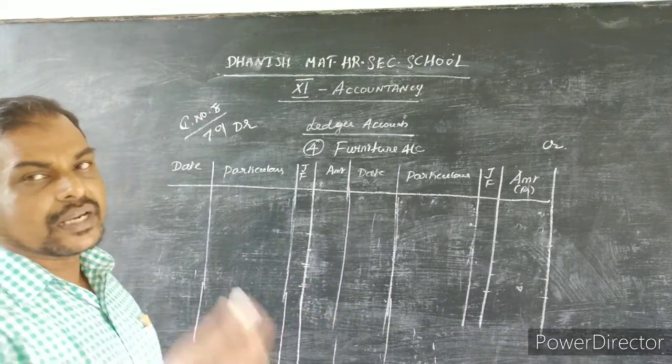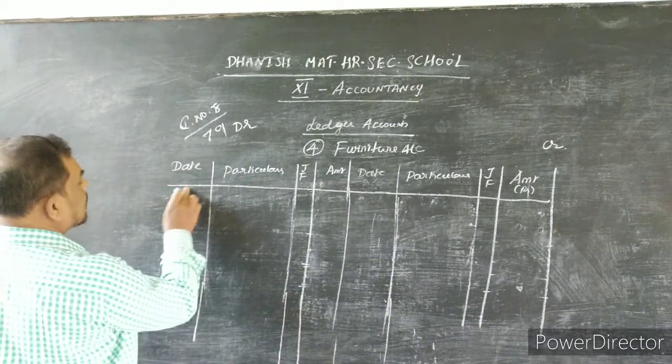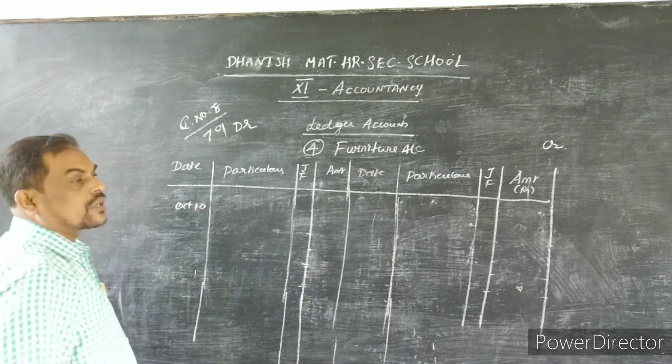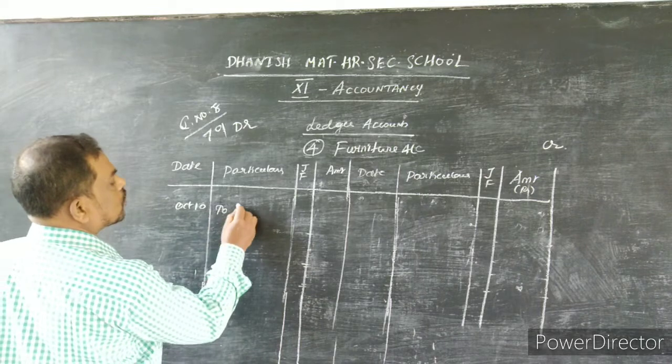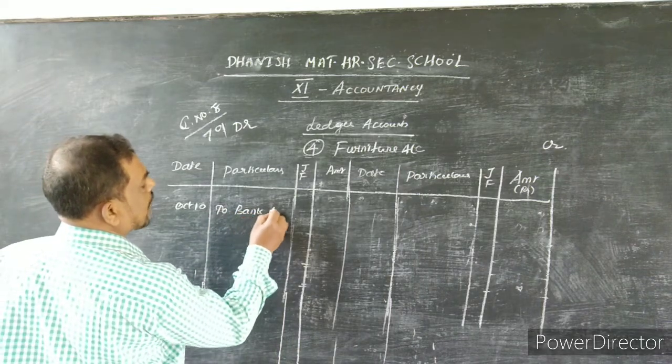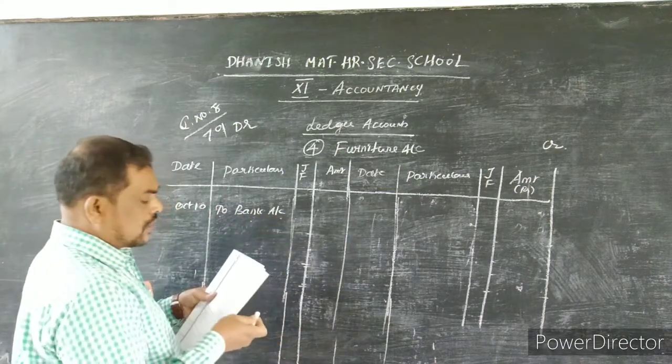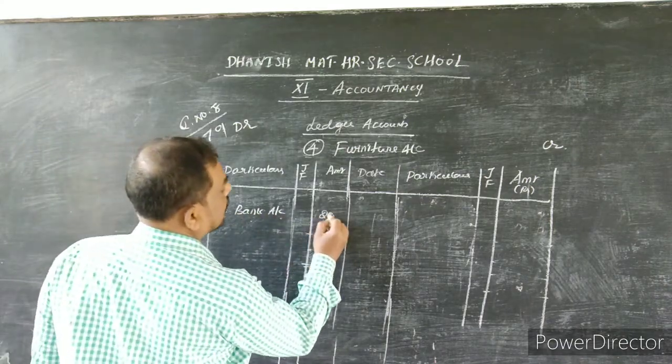Now the furniture account is on the debit side, so your hand should come on the debit side. What is the date? October 10. Furniture account debit to bank. So to bank, because furniture is on the debit side, but you have to put the credit entry only to bank. What is the amount? Rupees 2,000.